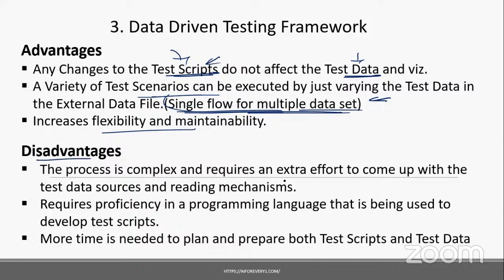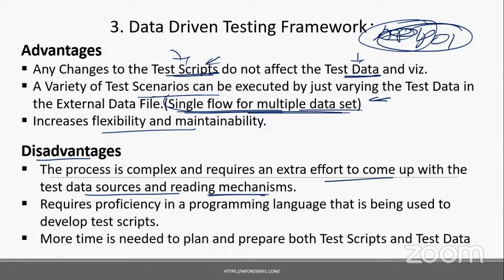What are the disadvantages? The process is complex and requires extra effort to come up with a test data source and reading mechanism. In simple terms, we already learned how to do automation using Selenium, but to handle an Excel sheet, with Apache POI, we should write so many additional functions to read the test data, fetch it, and export it. It is additional effort, and you must be good in programming. Only then can this be implemented. That is what they are saying here. The reading mechanism is a little bit complex, and with an Excel sheet, it's not a big issue.